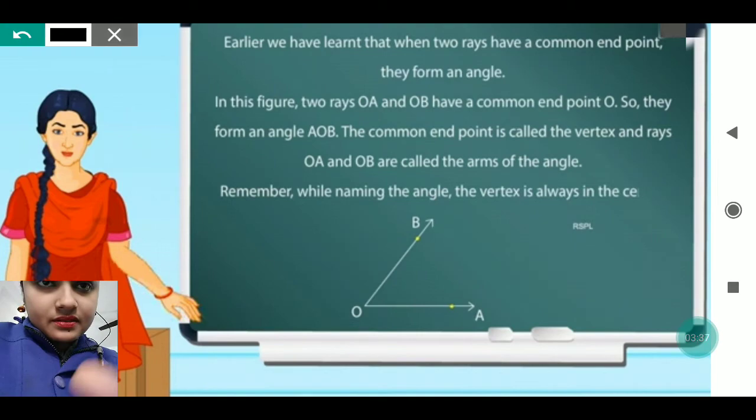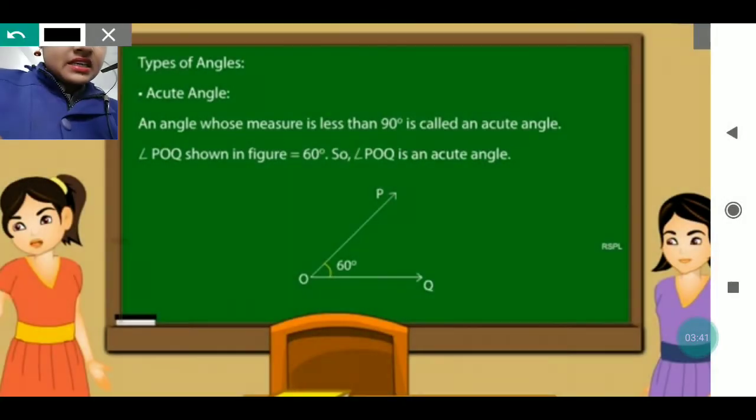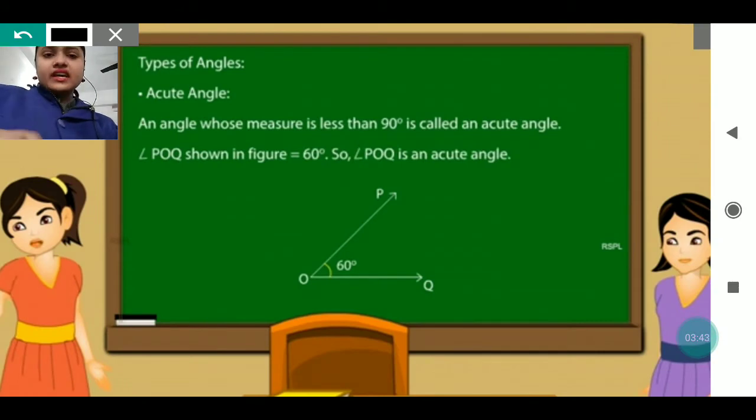After this, see, these two girls, what are they discussing? They are discussing the types of angles. So, types of angles we are going to discuss here. The first angle in front of us is the acute angle. An angle whose measure is less than 90 degrees is called an acute angle.